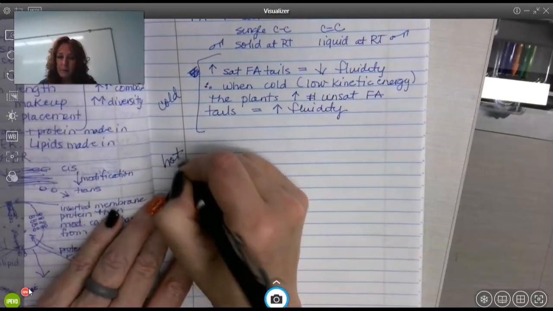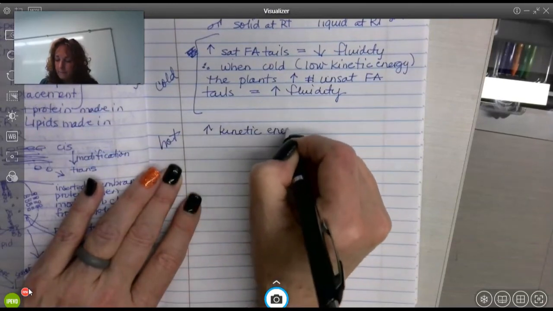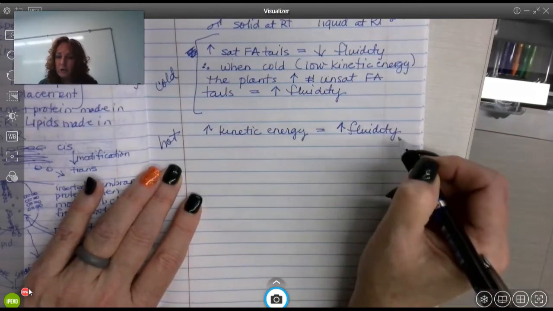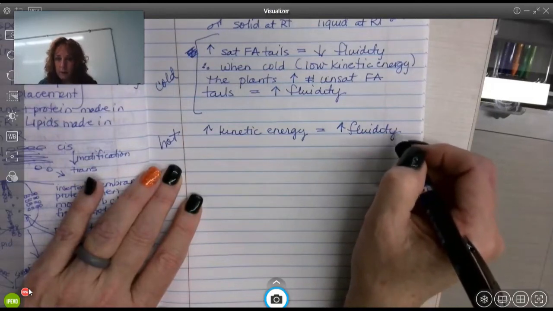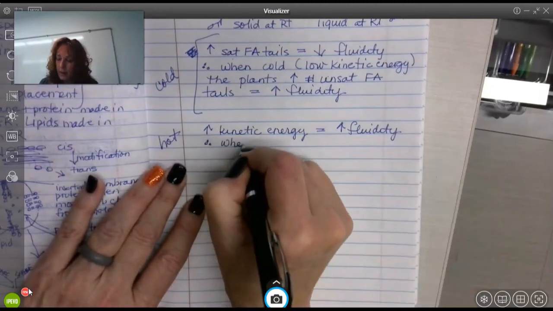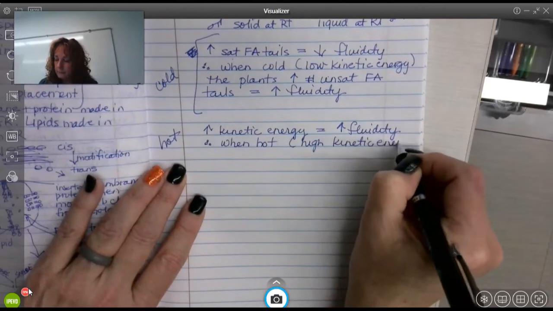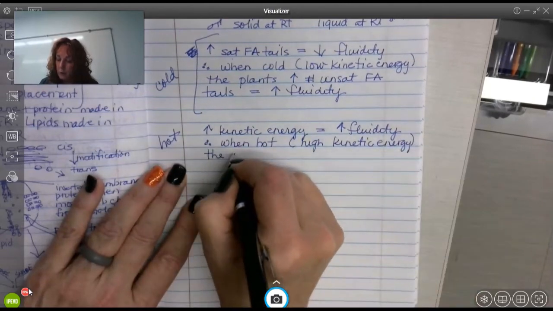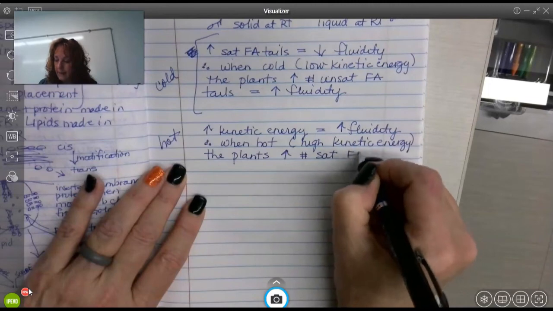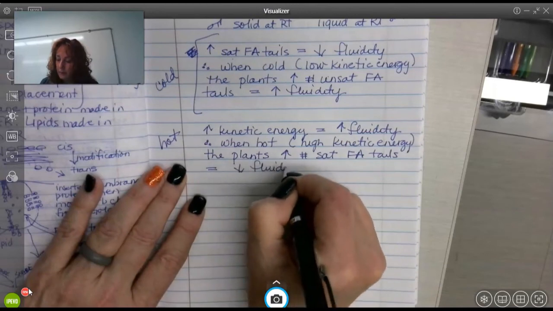Now, when it's hot, you've got the opposite problem. You're going to have too much kinetic energy, which equals too much fluidity. So you're going to have to do some things to make that less liquid. It's now not really holding together like you want. So when hot, which is high kinetic energy, what the plants are going to do is they're going to increase the number of saturated fatty acids, which will decrease fluidity.